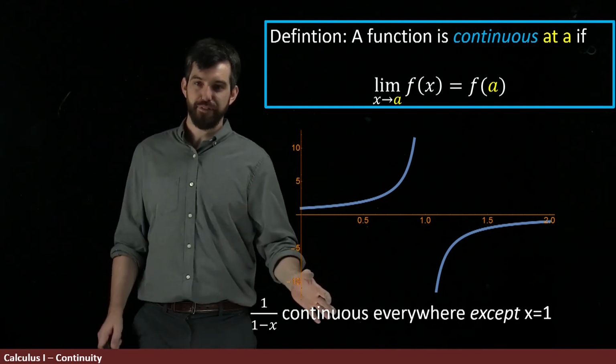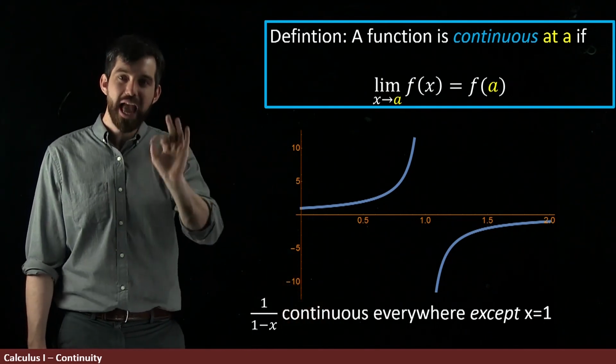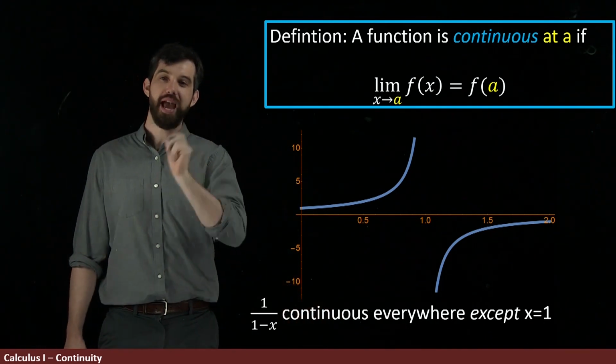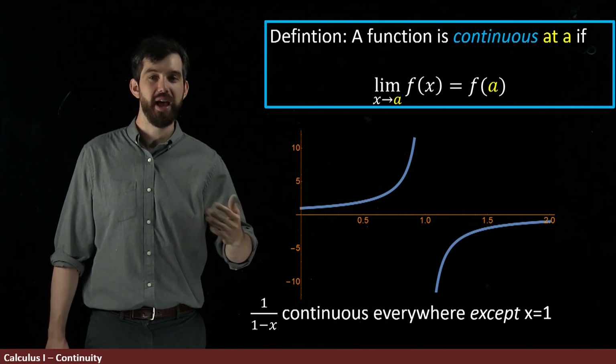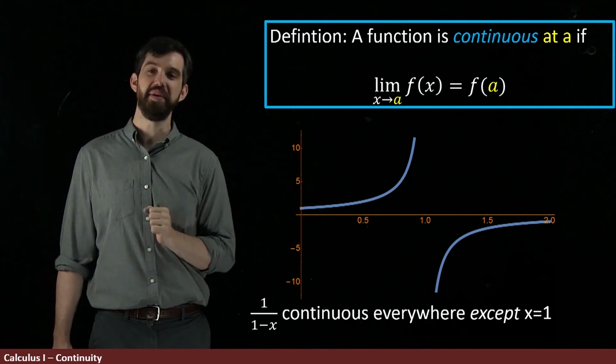So we can say that the function 1 over 1 minus x is continuous everywhere except x equal to 1. And for every other point, like how about 0 or a half, it's going to be continuous.